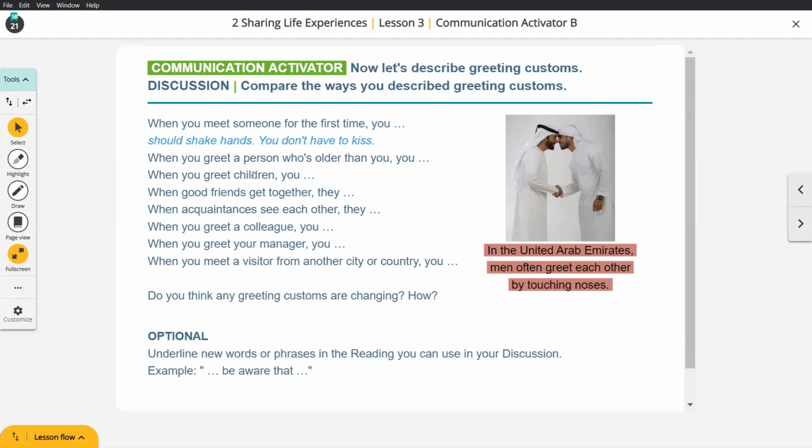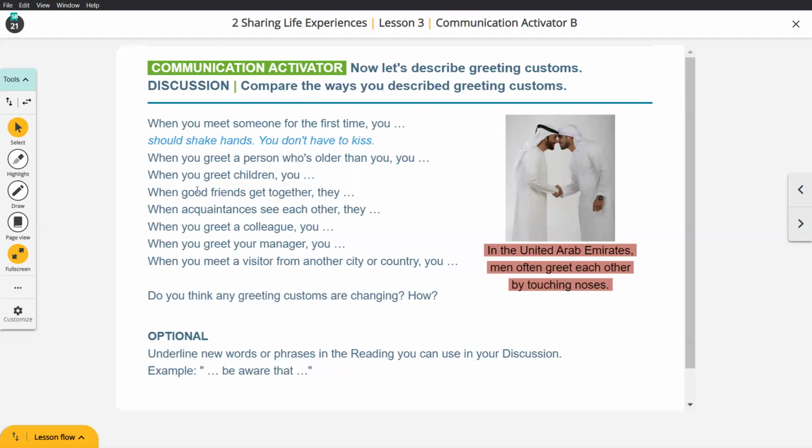So when you greet the children, which greeting do we use? When you greet children, niños. Marcela? Maybe it's a fist bump. Uh-huh. Fist bump. Excellent. Yes. Some of us, when we greet children, do a fist bump, bump.